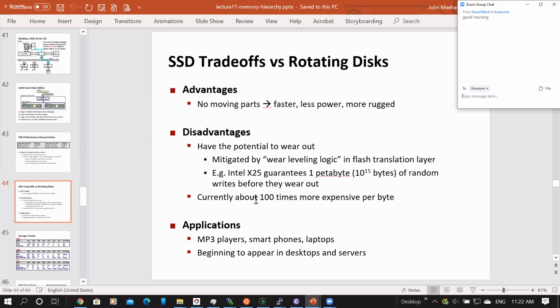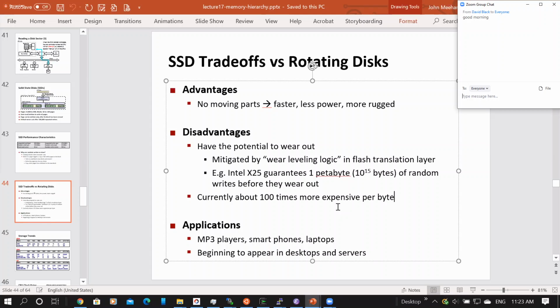And so this figure is out of date. They are no longer 100 times more expensive per byte than a rotating disk. Maybe twice as expensive, 4 times as expensive, those kind of ranges nowadays. You can get a terabyte solid state drive for about $100, which is a really good price. For $100, you can probably get say a 4 terabyte rotating disk. So about 4 times as much storage per dollar, but no longer 100. It's really come down quite a bit.